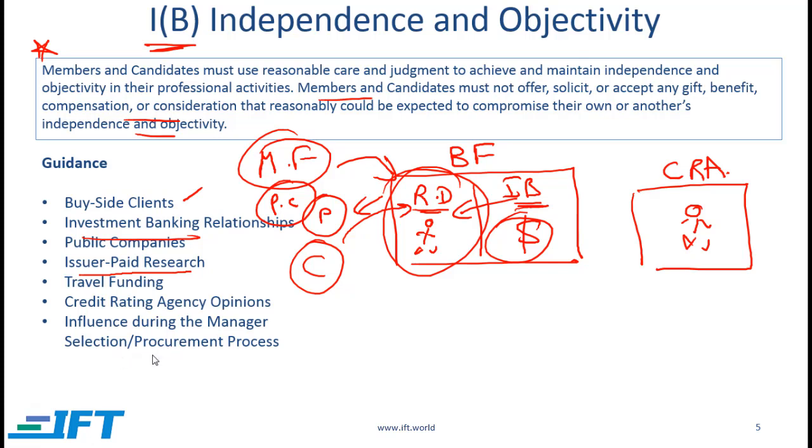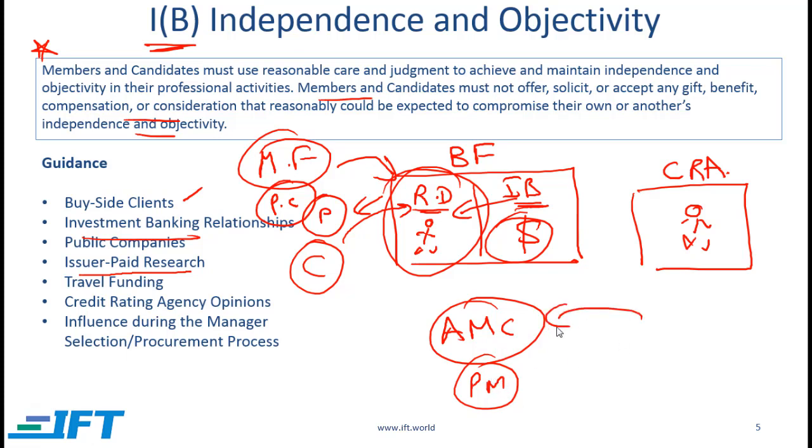Influence during the manager selection procurement process. Now, here there is another scenario. So let's say you have another friend who works at an asset management company. This particular friend is a portfolio manager, and this entity, the asset management company where your friend is a portfolio manager, is approached by a large pension fund. This pension fund has substantial amounts of money and wants an asset manager to look after its plan assets.